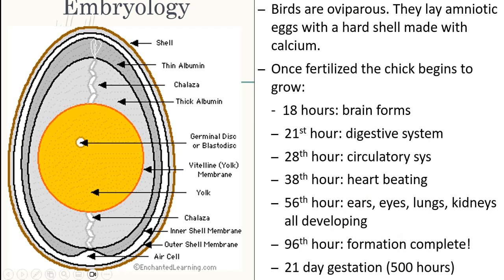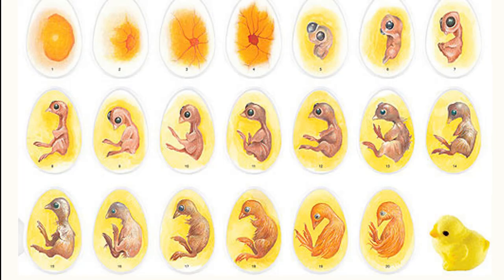Is that what it says? 500 hours? 21-day gestation and a little chick comes out. That's pretty amazing. And when we're thinking about a chicken, in fact, they come out ready to just go out and just eat the food, right? Pretty cool. So this is an artist's rendition of how it develops over time.